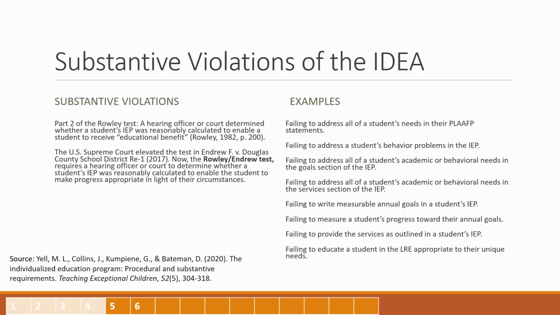One way that the hearing officer or court would look to see the reasonable calculations in an individualized education plan would be to look at the present level of academic achievement and functional performance statements to see whether the IEP team is addressing or failing to address all of the students' disability-related needs, to see whether the IEP team is addressing all of the students' behavioral support needs in the IEP and behavior intervention plan.